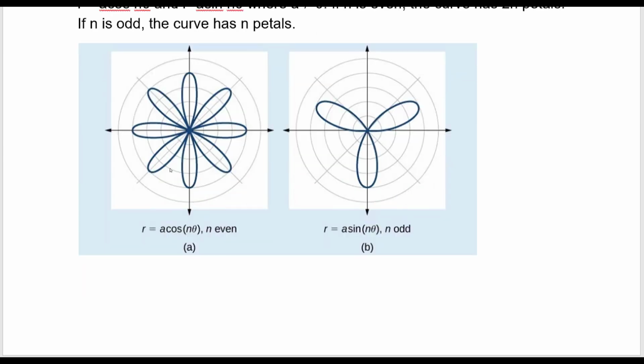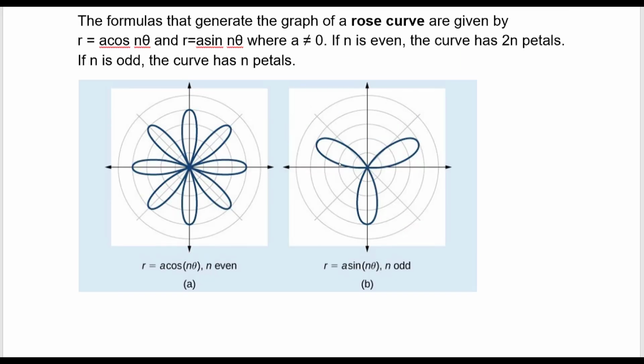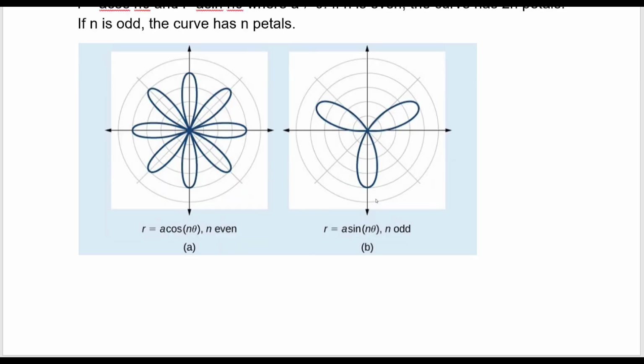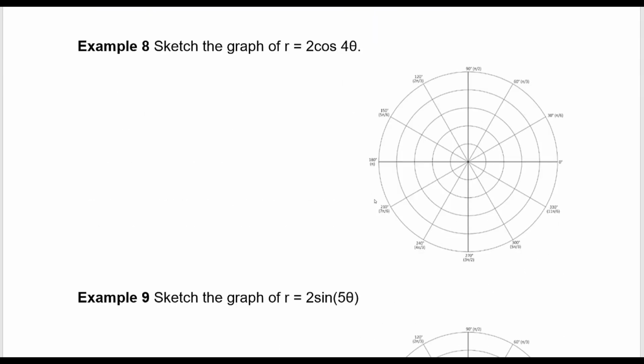Okay, so this is an example of r equals a cosine of n theta versus r equals a sine of n theta. So when you have an even number, what do we have here? 8. And here we have 3. So this is probably n is 4 in this case versus 3. Okay. So let's look at the graph of this.